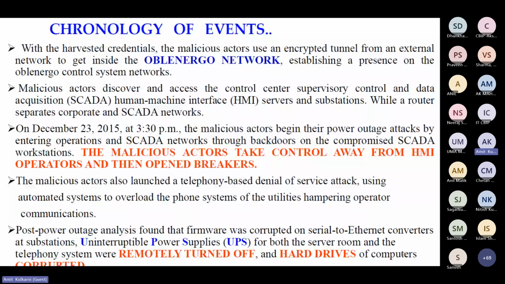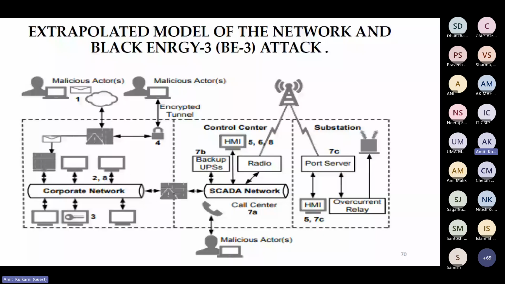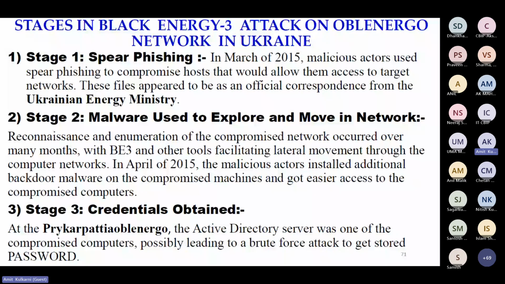Now, I skipped that earlier slide purposely because I'm going to explain it further. So this is the extrapolated model of the network and the BlackEnergy attack, where you can see a corporate network, a SCADA network, HMI, a physical system like relays, a representative one like an overcurrent relay, substations, then the communication system and malicious actors working. This attack, if you study it, has 7 stages.